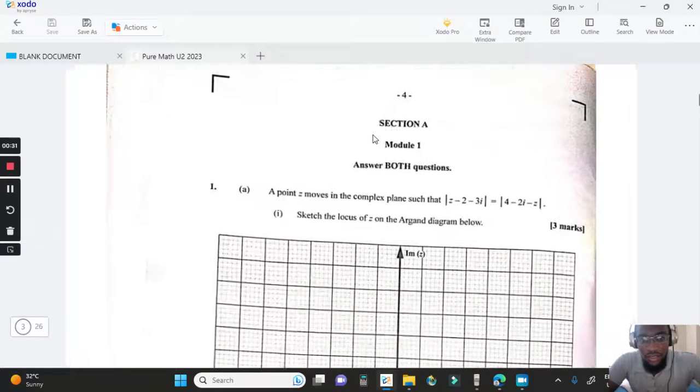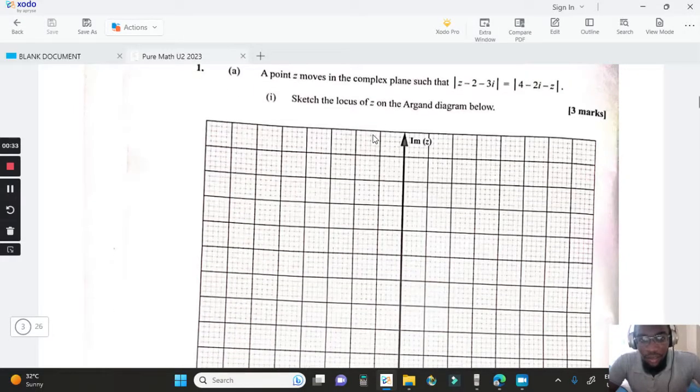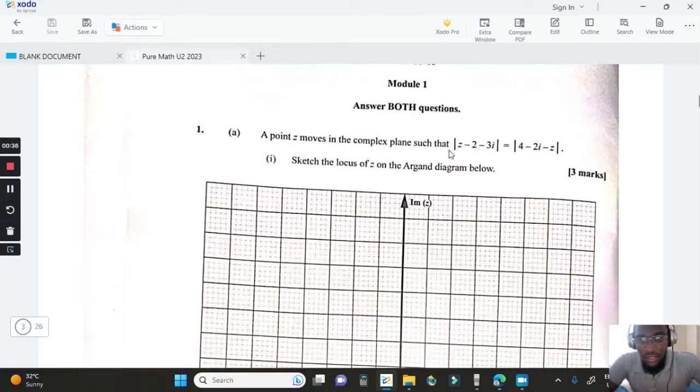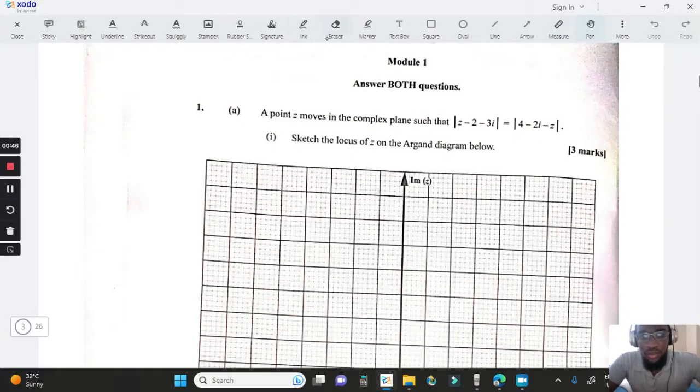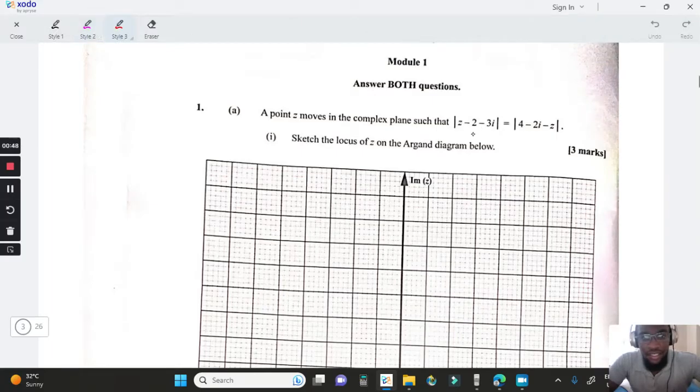So question 1 starts by saying, a point Z moves in a complex plane such that the magnitude of Z minus 2 minus 3i is equal to the magnitude of 4 minus 2i minus Z. So the first thing when you're doing complex numbers, since it says: sketch the locus on the Argand diagram.